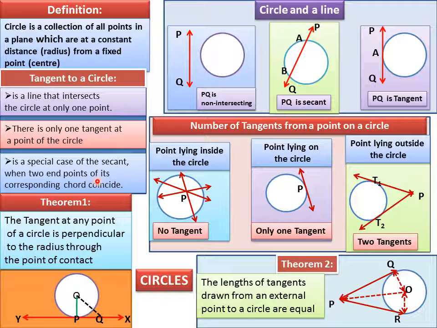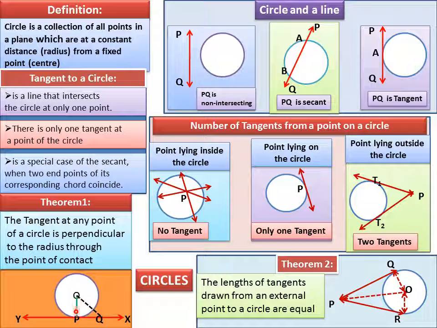So you also need to know, there are some theorems here. There are 2 theorems that you need to know in this chapter. So the first theorem says, if I have a tangent at point P, and if I draw a radius from P to the center of the circle, then this radius and the tangent are perpendicular to each other. So the first theorem says, the tangent at any point of a circle is perpendicular to the radius through that point of contact.